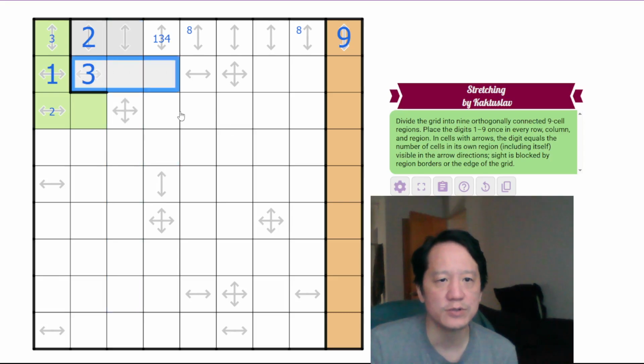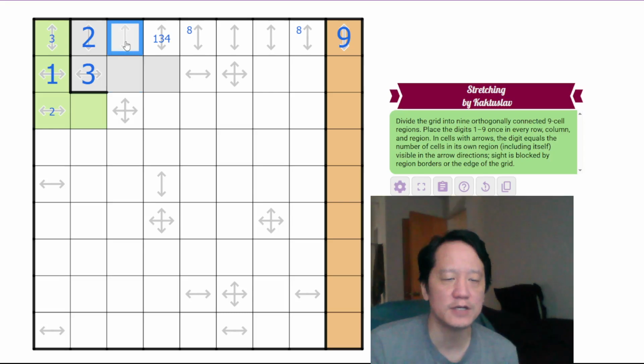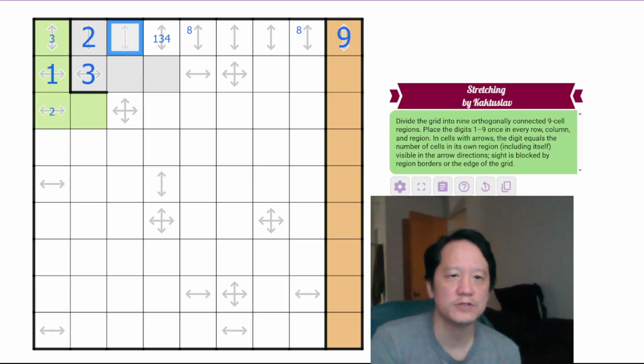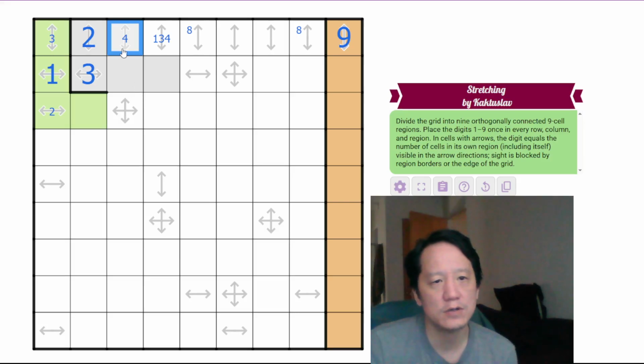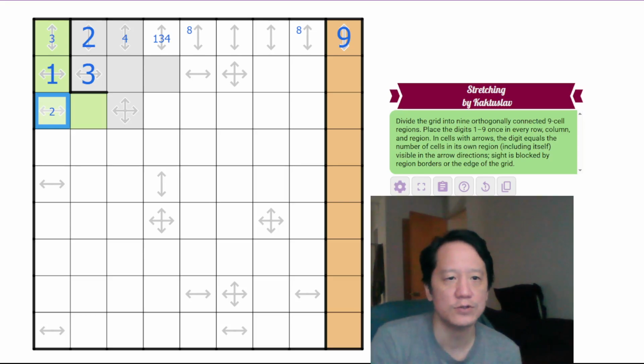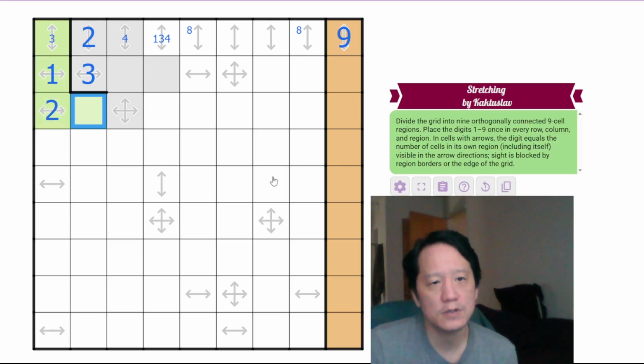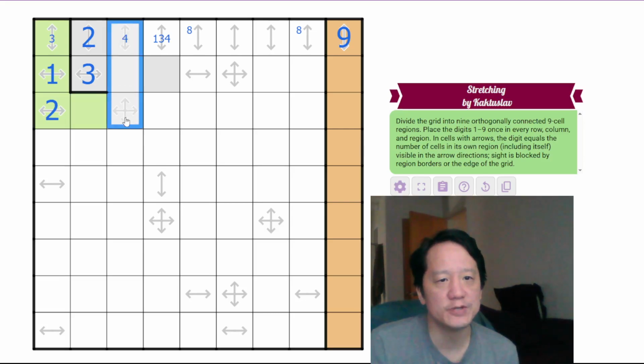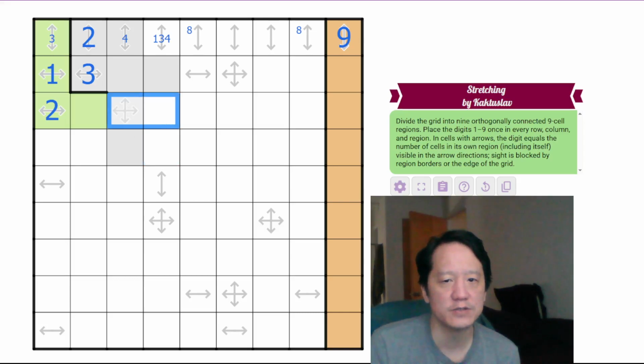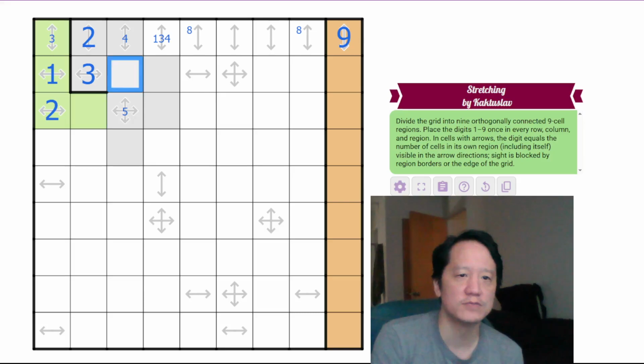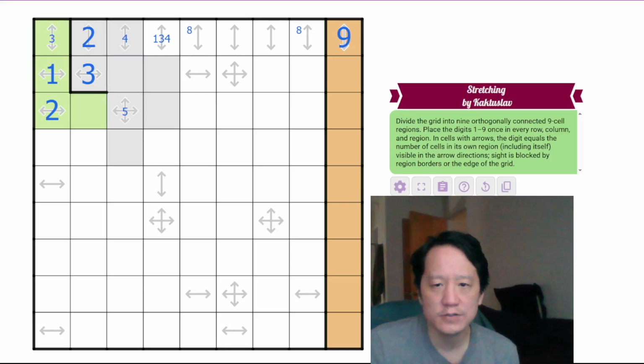So this sees 3. This must be not 2, 3, or 1. So this is at least 4. So that means this is part of that region. Then this must be 2. This must be at least 4. It has to see more than 1 cell here, because it has to be different from this digit. So this is going to be at least 1 greater than that. So this is boundary here.